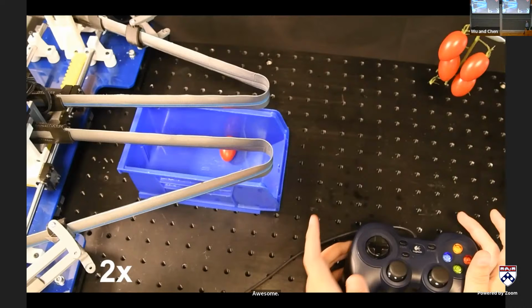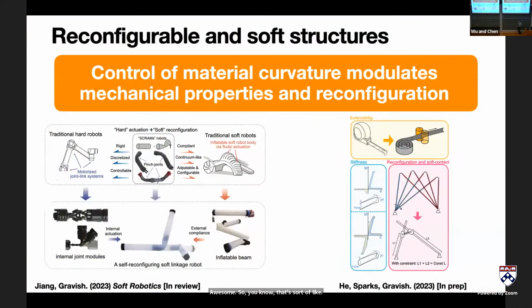So, that's sort of like two examples that I wanted to just show of where I find compliance in mechanical structures to be really fascinating, and the ability to control that compliance, locate that compliance where you would want to within the body of a robot, to provide really interesting opportunities for locomotion and manipulation.